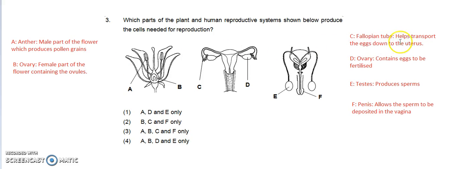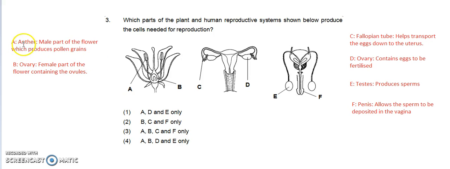For fallopian tube, it is not needed for reproduction. It does not contain or produce cells that are needed for reproduction. For ovary again, it is part of the system needed for reproduction because it contains the eggs which need to be fertilized. The testis is also an organ that produces cells needed for reproduction because sperms are the cells needed for reproduction. Last but not least, the penis does not produce any cells needed for reproduction.